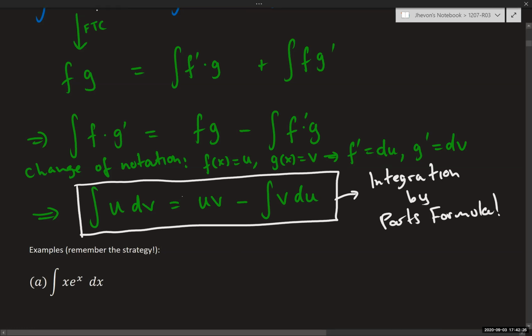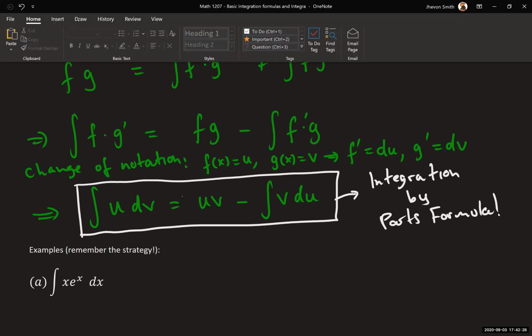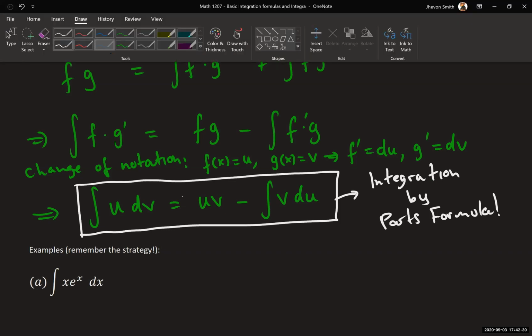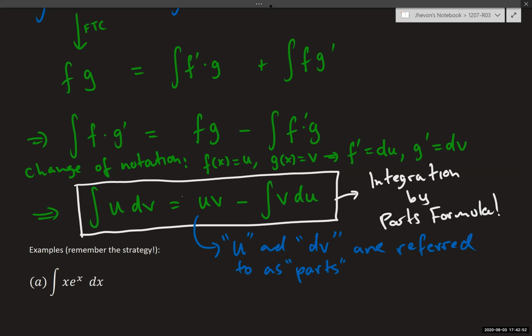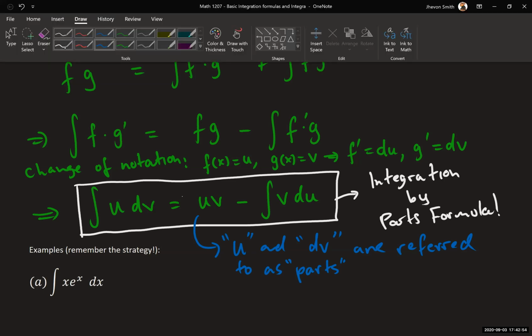So the u and the dv are referred to as parts. And that's why it's called integration by parts. Right? Find the two parts, find the u part and find the dv part. Okay, so it's called integration by parts.